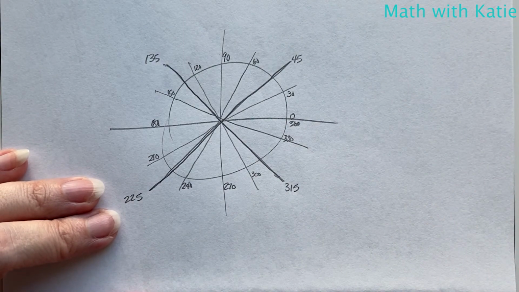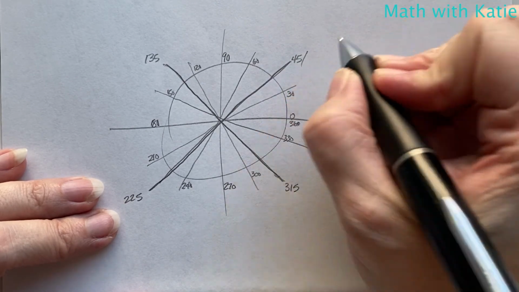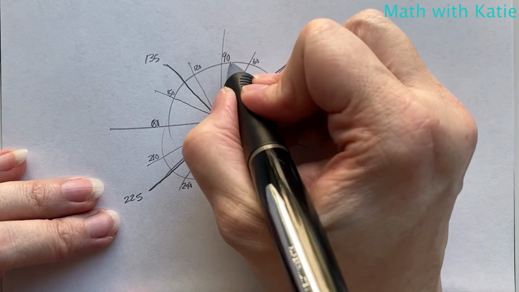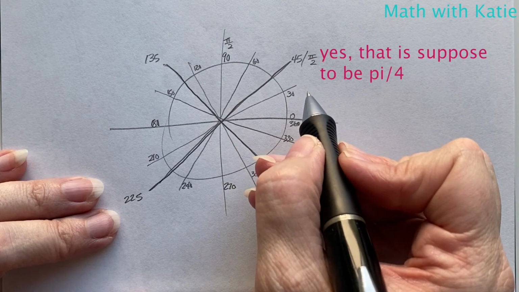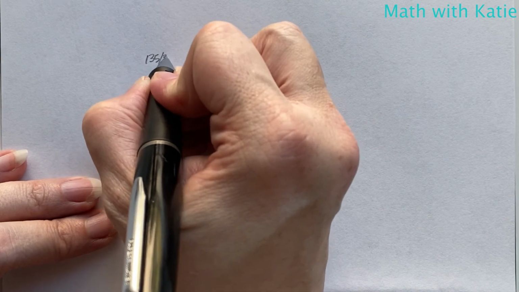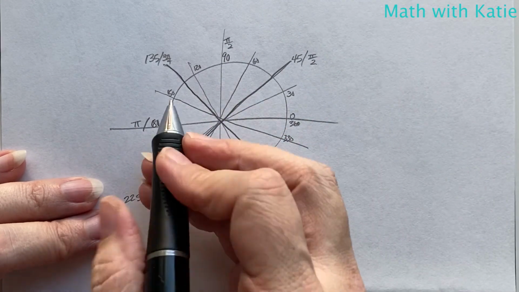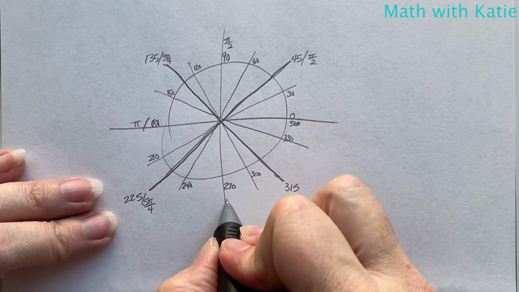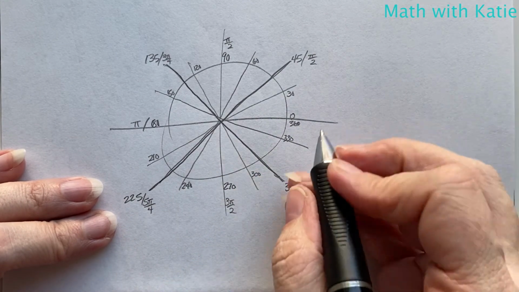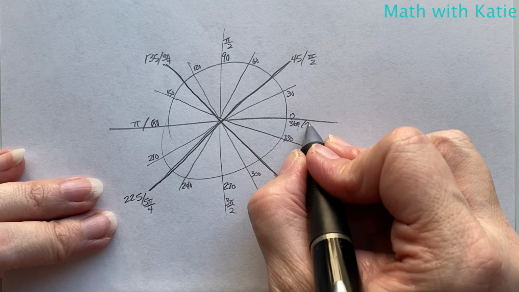Okay, so now what I do is I go in and I do my radians. So first let's do the easy ones, pi over 4, 2 pi over 4, so that was pi over 2, three pi over 4, 4 pi over 4, so pi, 5 pi over 4, 6 pi over 4, so 3 pi over 2, 7 pi over 4, and then we get 8 pi over 4, so 2 pi.